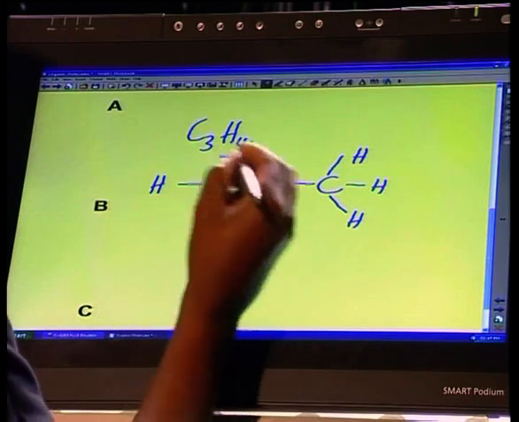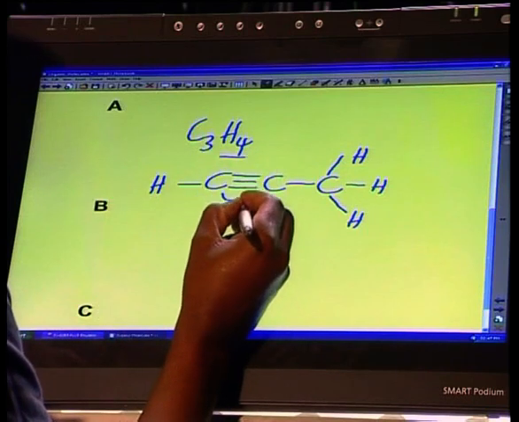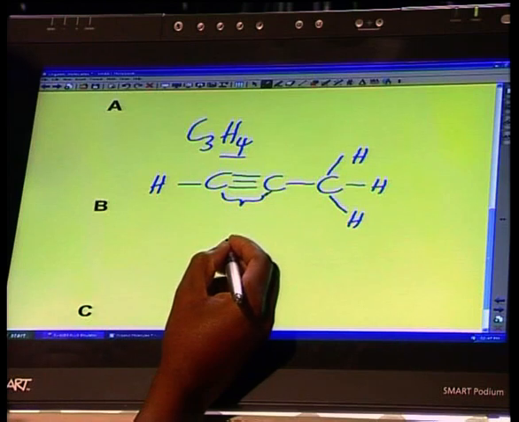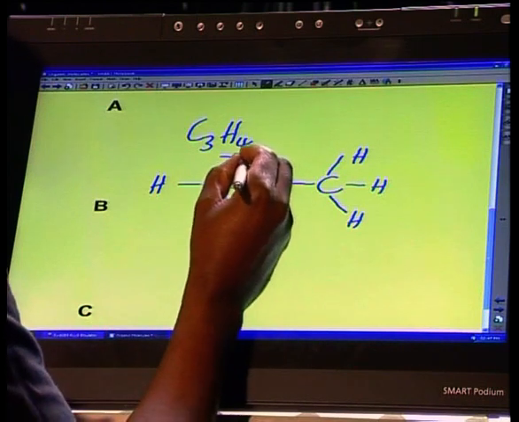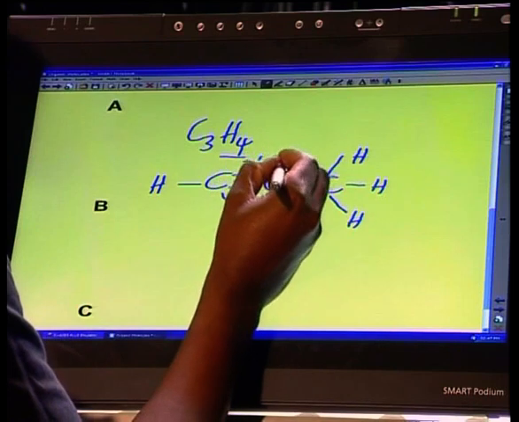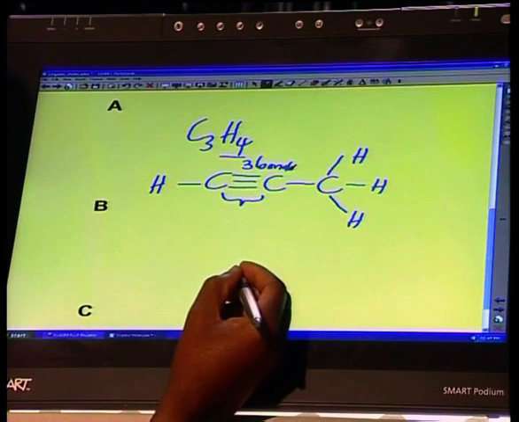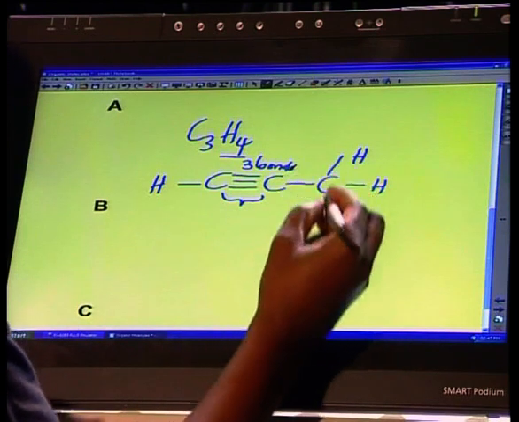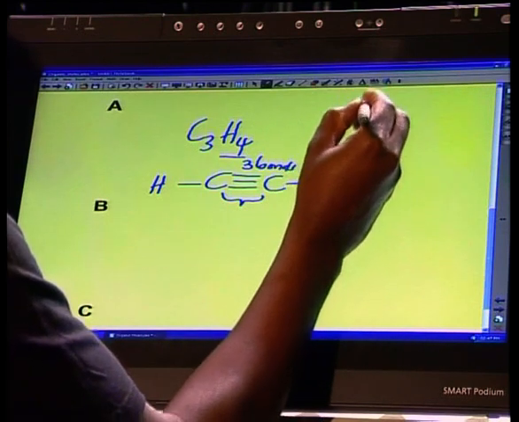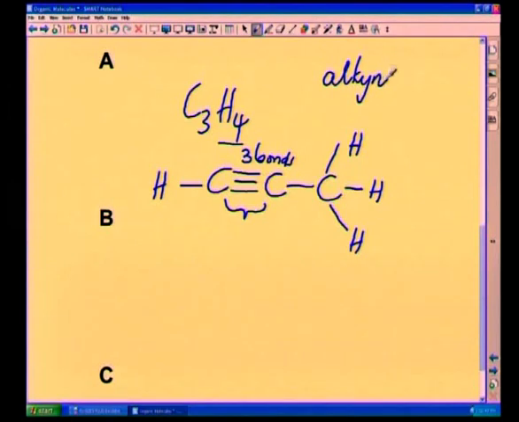But then, what have I come up with here? Look at it. At that point there, I've got 3 bonds between carbon atoms. And 3 bonds between carbon atoms means that I am in the alkynes homologous series, because that is where I have got 3 bonds between carbon atoms.